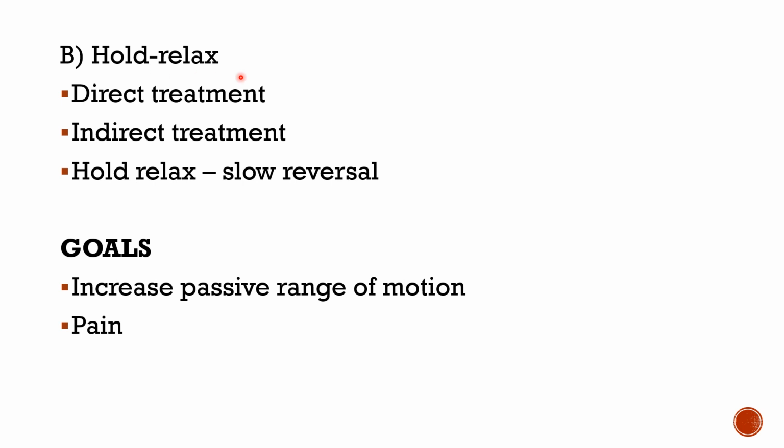The second one is hold relax. It includes these three types: direct treatment, indirect treatment, and hold relaxed slow reversals. And its purpose is for decreasing pain and increasing passive range of motion.